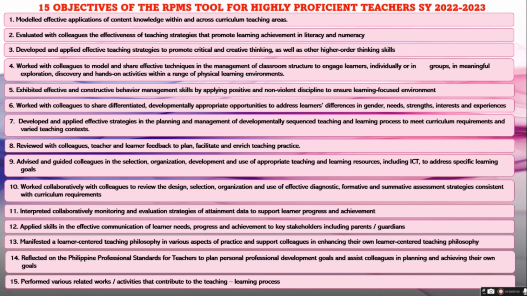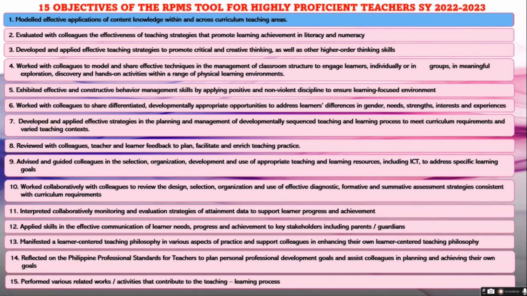So katulad po ng RPMS tool for Proficient Teachers, the RPMS tool for Highly Proficient Teachers for school year 2022 to 2023 also has 15 objectives. So ayan po yung lahat ng 15 objectives ng pang-Highly Proficient Teachers. 6 po dito ay tinatawag nating Classroom Observable Indicators or Classroom Observable Objectives. At yun po ang i-discuss muna natin para sa video na to.